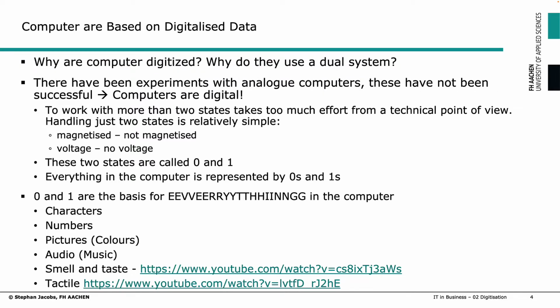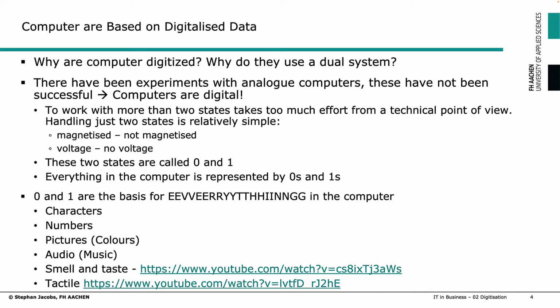Now, computers are based on digitized data, on dual system data. So the first question is, why are computers digital? And why do they use a dual system? Actually, there have been analog computers. However, these have not been successful. They are only useful in very special situations, and they are not something like a general computer which can be used for different kinds of problems. And second, why do we have only a dual system, a system which is based on zeros and ones?